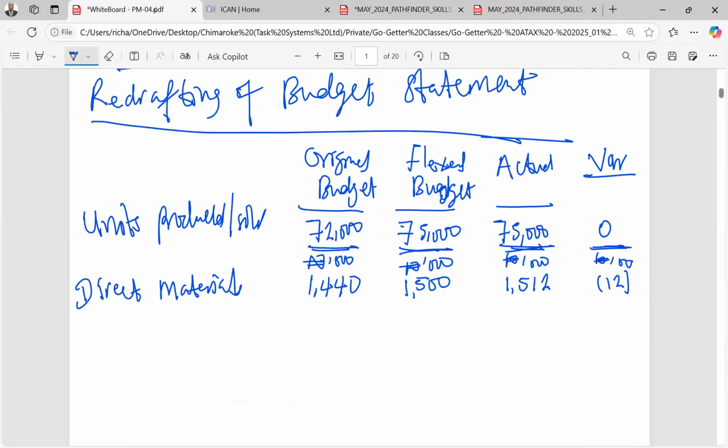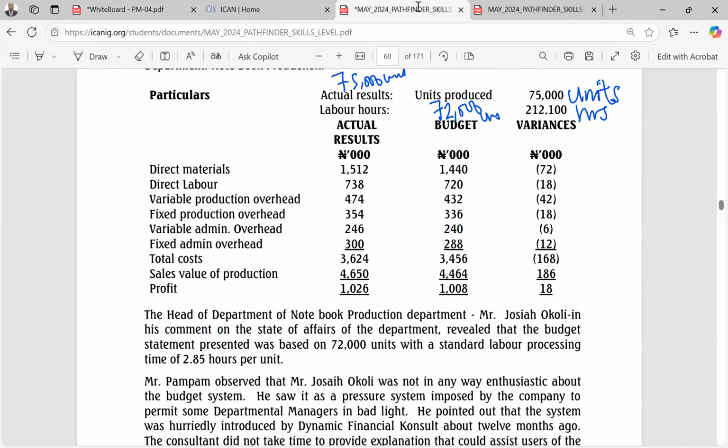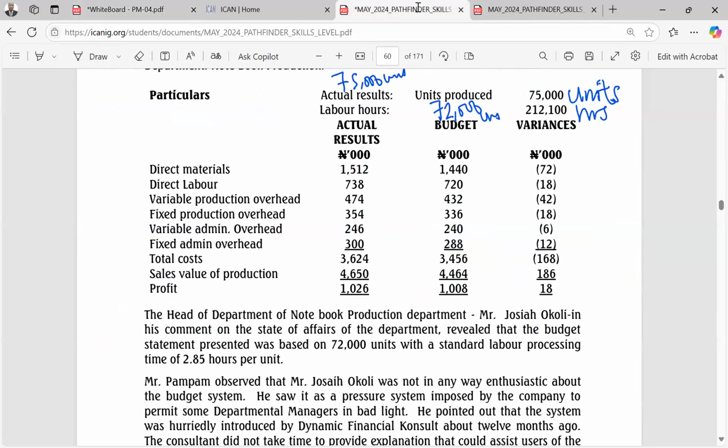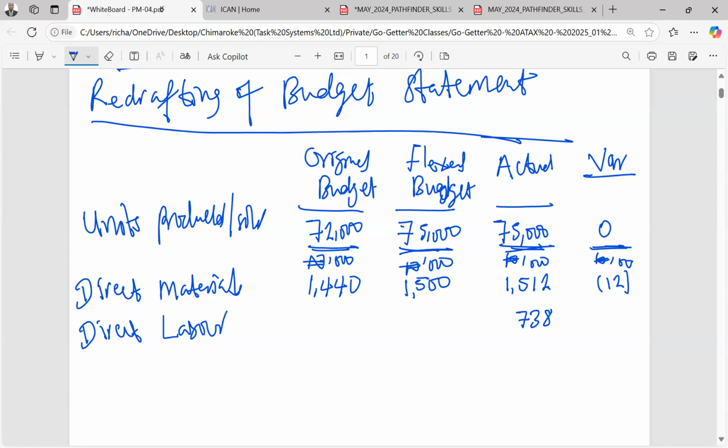The next one is direct labor. What is direct labor? Actual is 738. We'll come here, make sure you are writing it in the right place. 738. Budget, original budget, 720. This is 720. What would the flex be? We'll bring our calculator again.